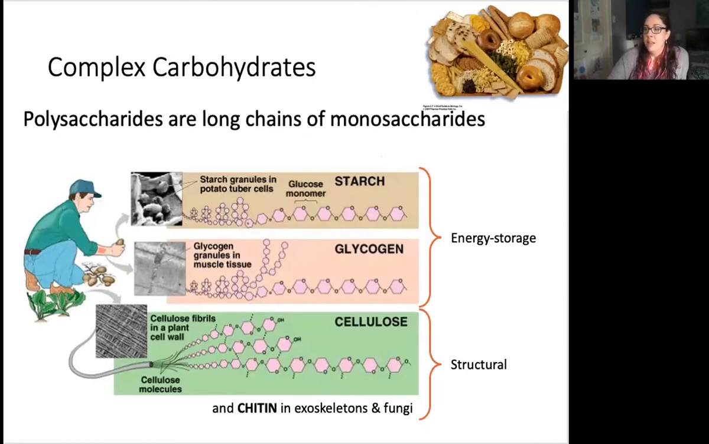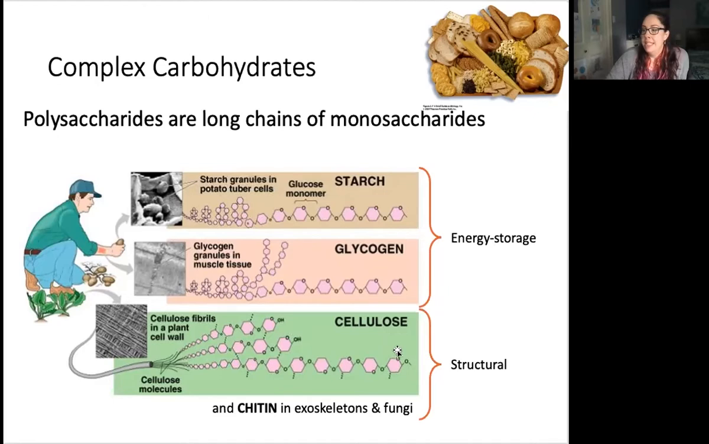The other kinds of polysaccharides are structural. So cellulose, which is the molecule in plant cell walls, the most abundant molecule on planet Earth, is also just made of glucose molecules, but it's linked together in a different way that provides it structural stability, and that's what holds trees up. Chitin is another one that I don't have a picture of here, but it's doing the same kind of work for animals and fungi.